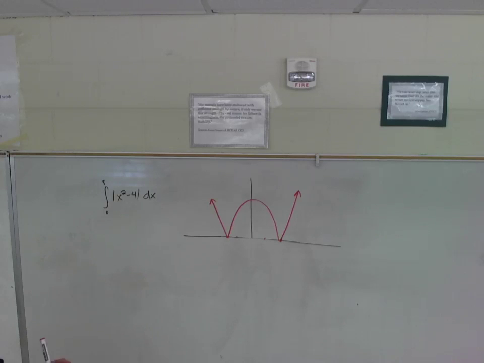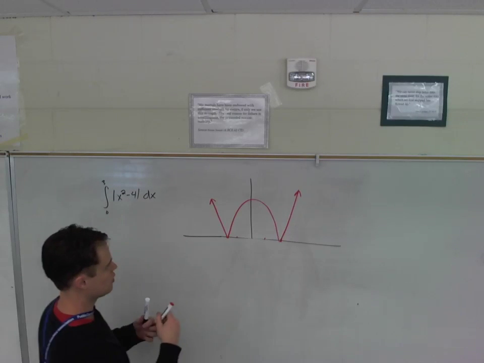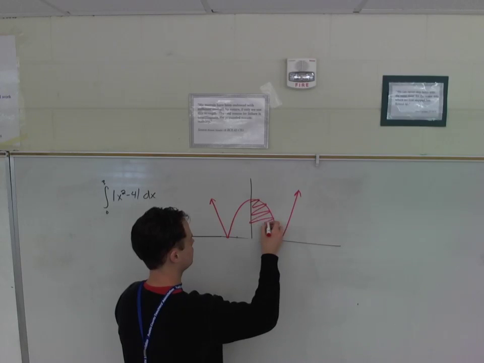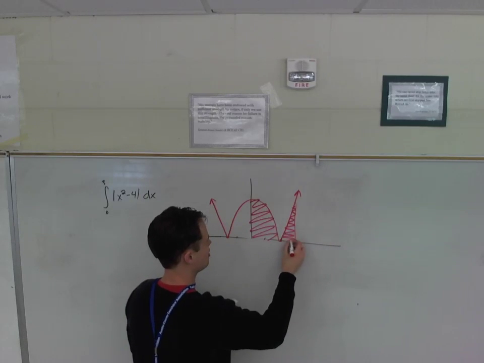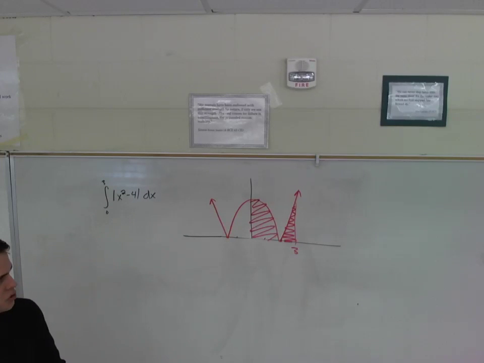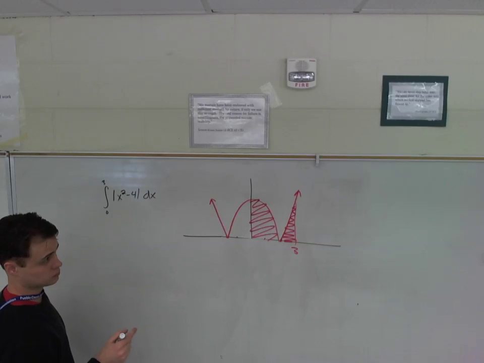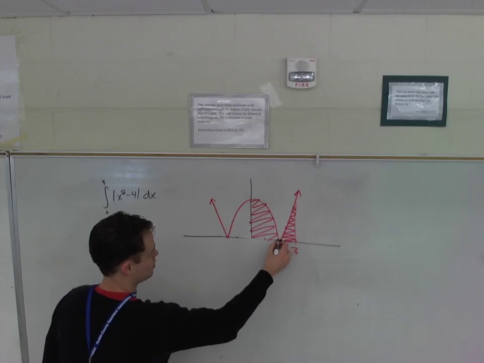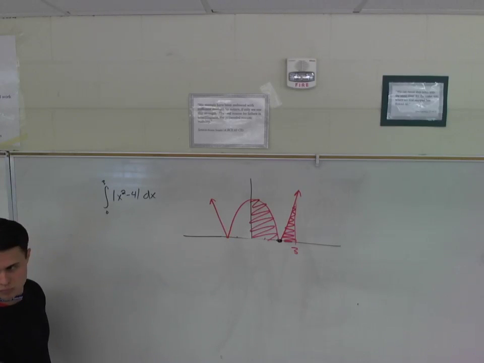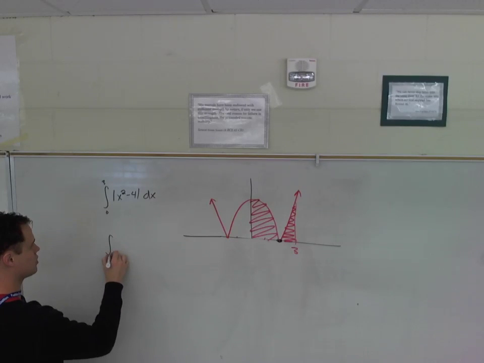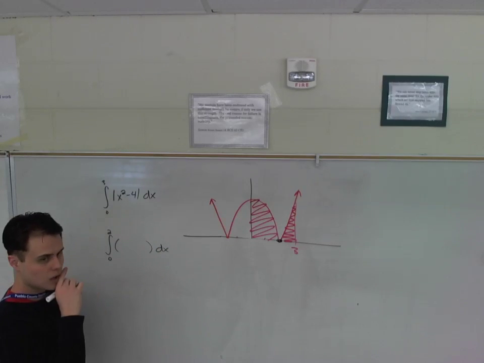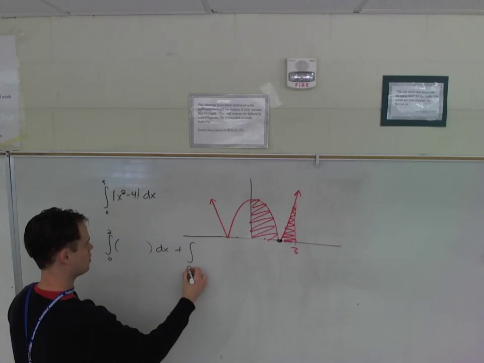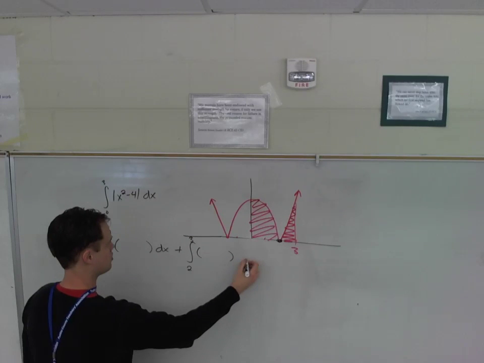And then if we want to integrate that from 0 to 3, it's going to be this part, and then some of this part over here. So the question is, where are we going to split the integral? At 2, right there at the cusp. So I'm going to end up going 0 to 2 of something dx, plus 2 to 3 of something else dx.